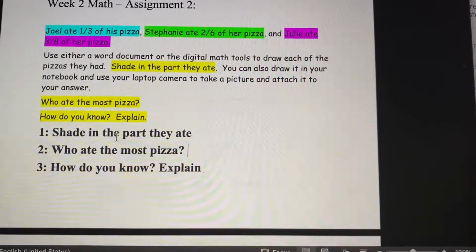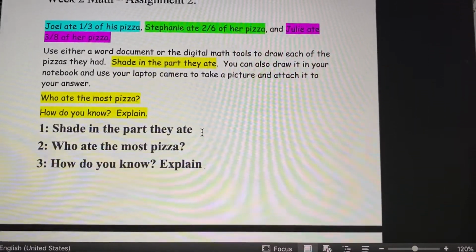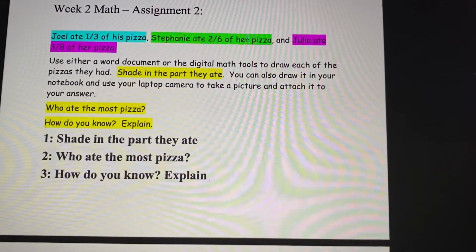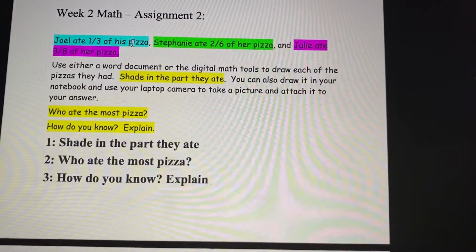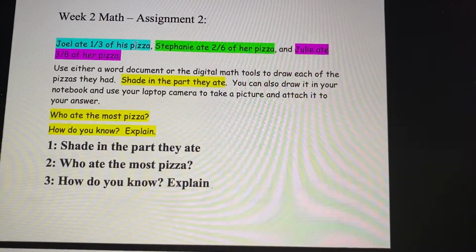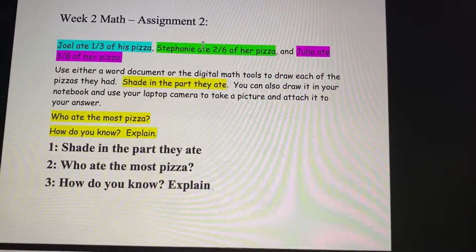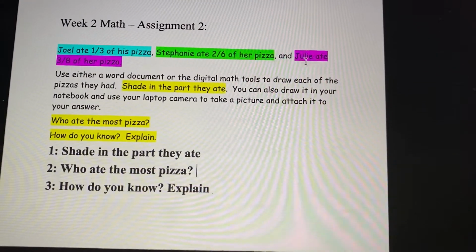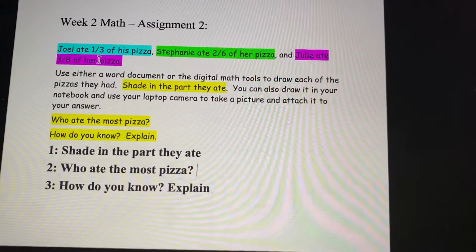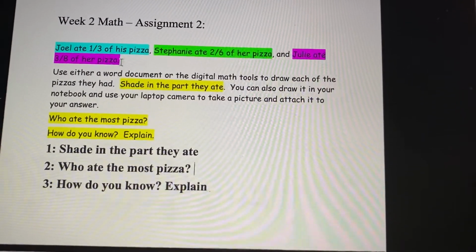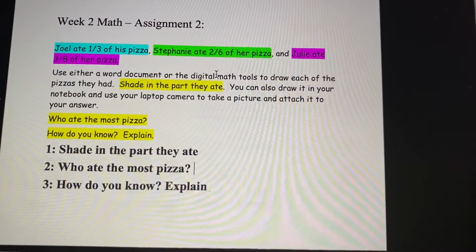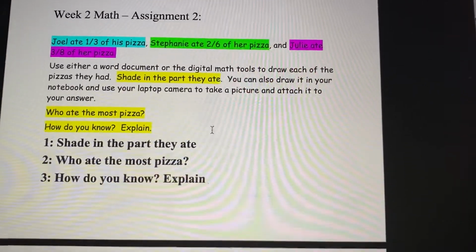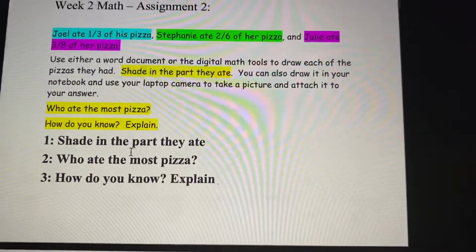Now the first thing is shade in the part they ate. Now boys and girls, you have to do 3 different pizzas, okay? One pizza is partitioned into how many pieces? The second pizza, how many are we partitioning the pizza into? And the third pizza, how many pieces are we partitioning that pizza into? What are we looking at to partition our pizza into? Do we look at our numerator or our denominator? Answer below.